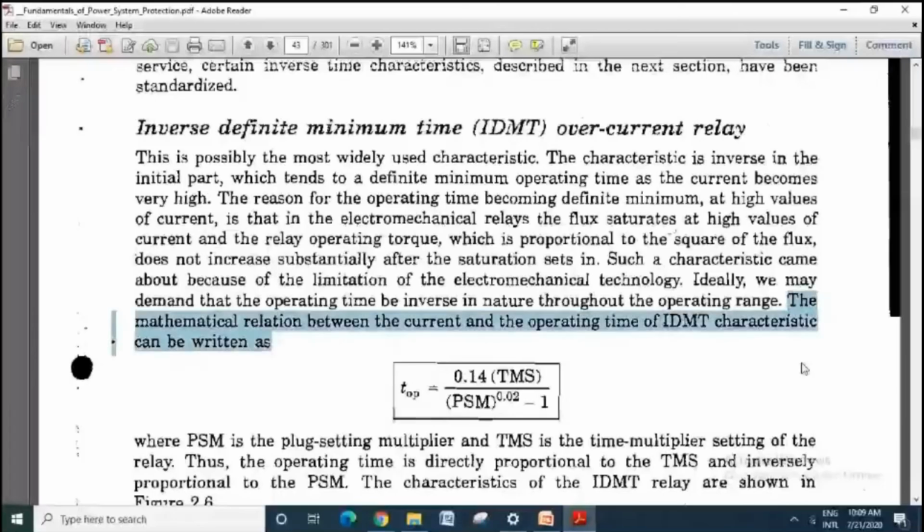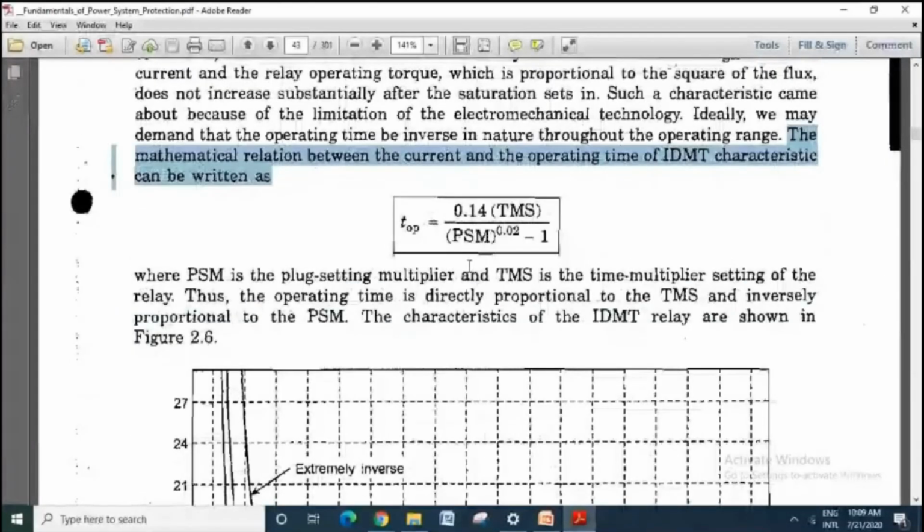So what is this particular equation? We'll do that.